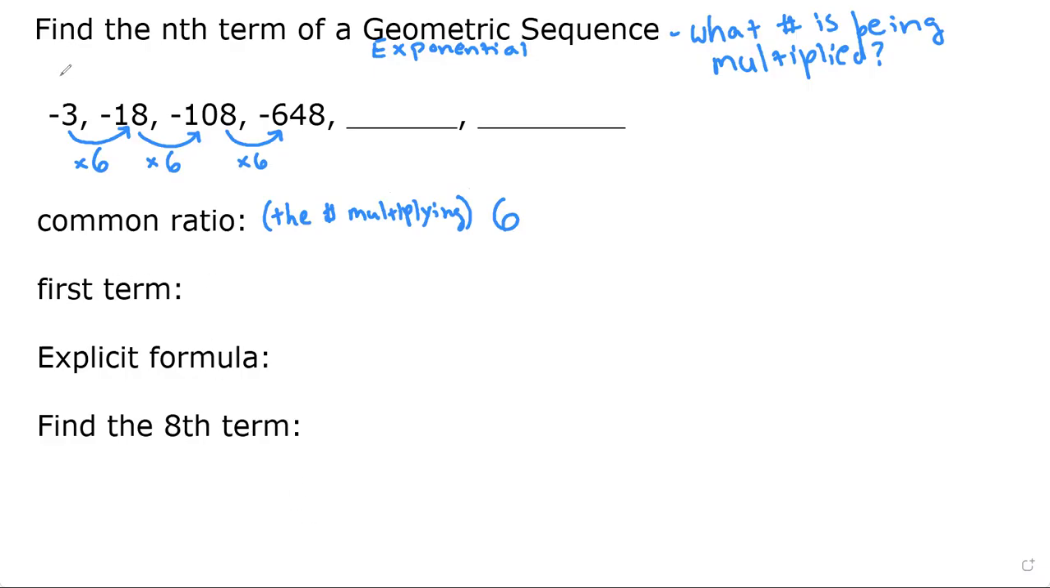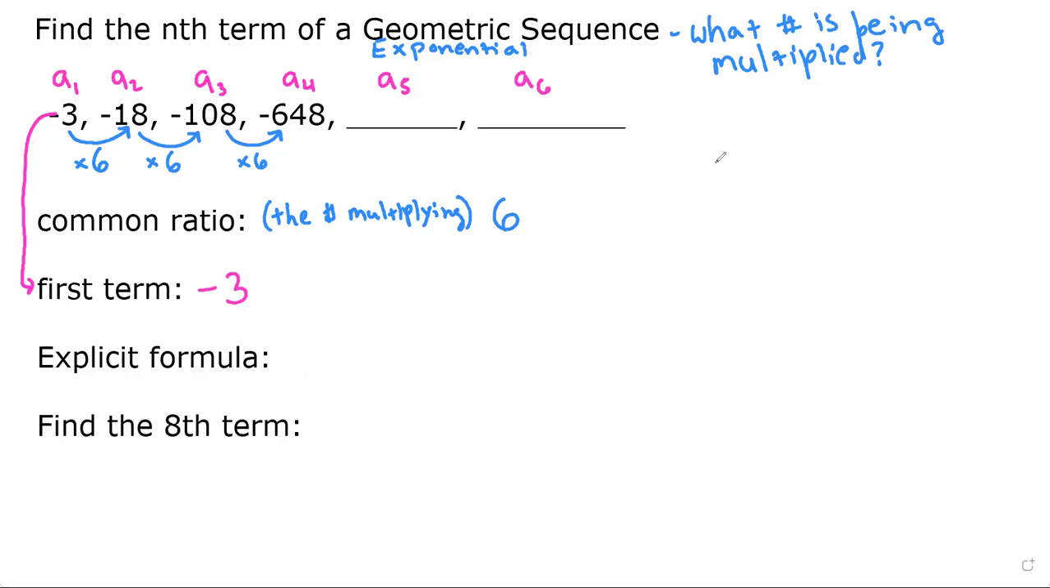But if you want to identify the position, this is our first term. This is our second term. This is our third term. This is our fourth term. This is our fifth term, we don't know. And this is our sixth term, we don't know. So the first term is right here. It's -3. Easy peasy.